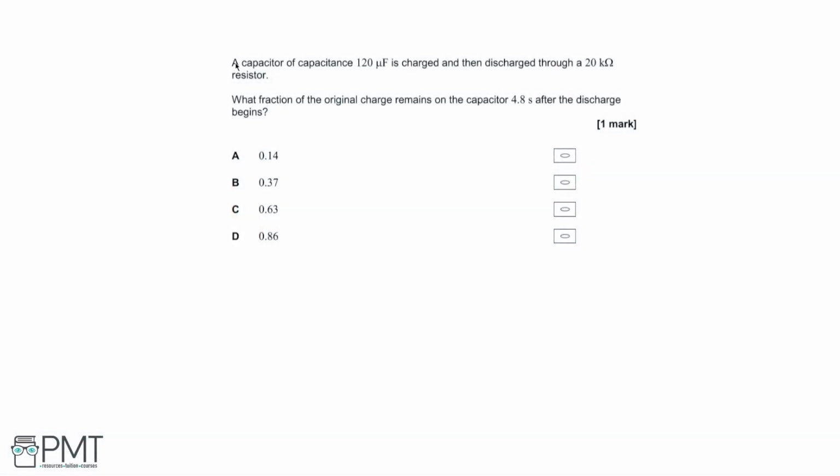This question is about capacitors. The question says, a capacitor of capacitance 120 microfarads is charged and then discharged through a 20 kiloohm resistor. What fraction of the original charge remains on the capacitor 4.8 seconds after the discharge begins?